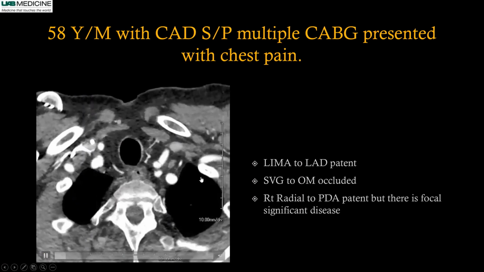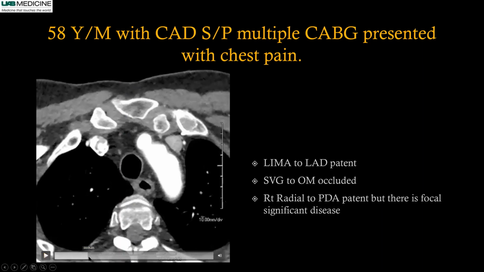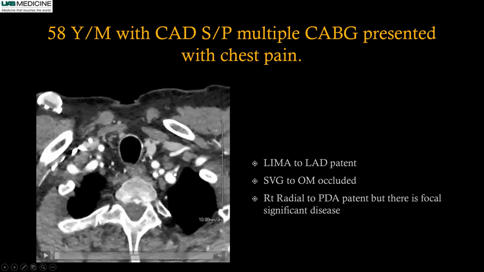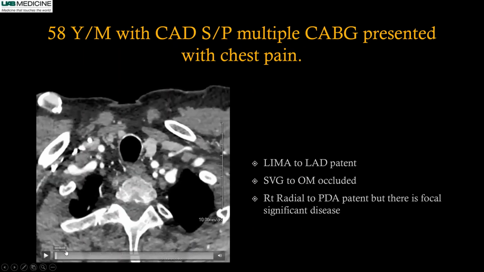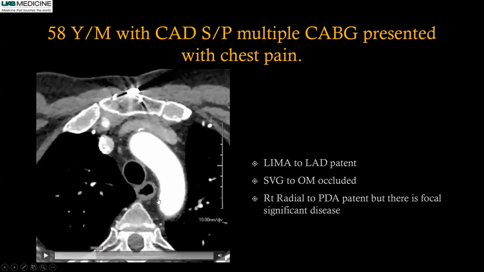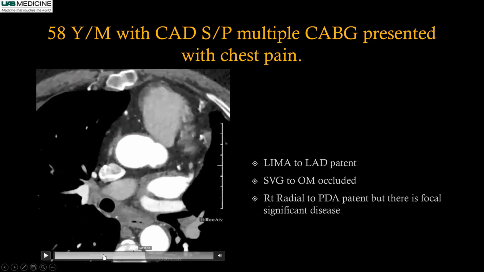This is a prospective CTA. We usually start above the clavicle, so you can look at the origin of the graft, which is often the site of stenosis. Here is the left internal mammary graft arising from the left subclavian artery. As we go down, it is tortuous, it is well opacified, it goes more laterally along the chest wall, and you can see it is anastomosing with the LAD and has a good distal flow.